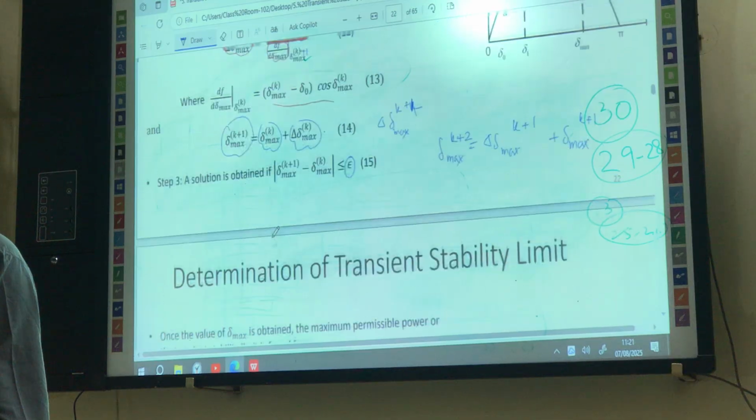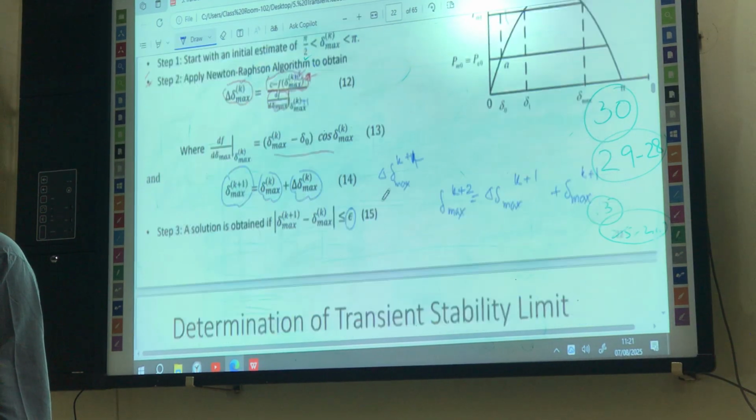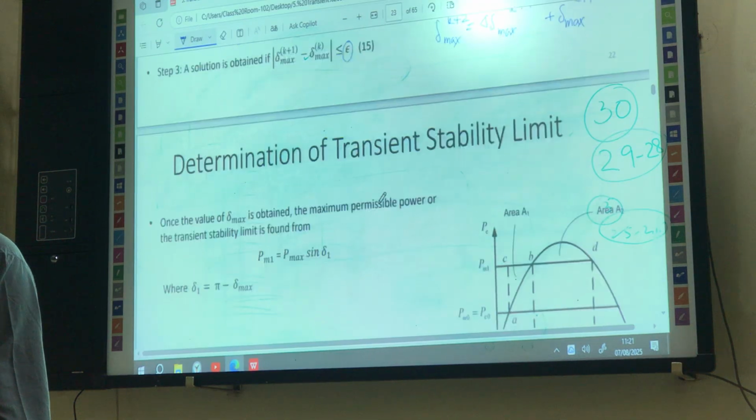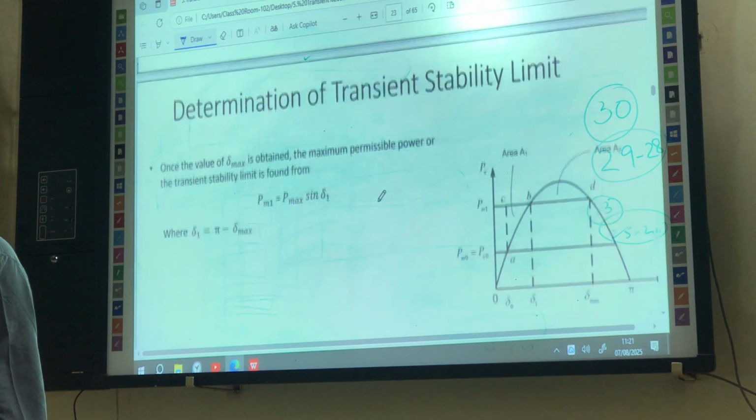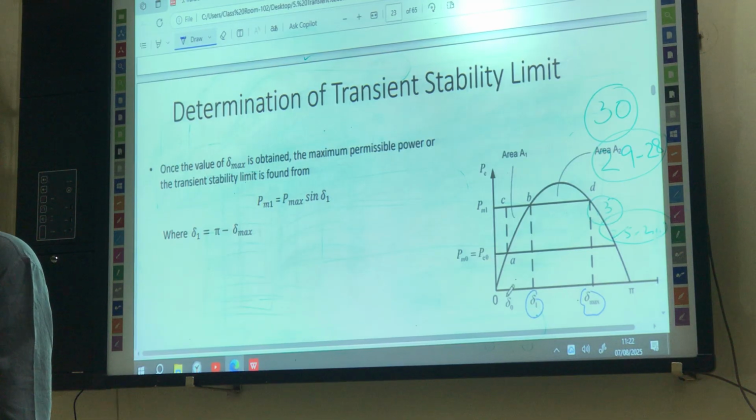Okay. So, this way you can calculate the delta max. Once you can calculate the delta max, now let's calculate the delta 1. Because inside the delta max formula there was no delta 1, there was only delta 1 known to us. Now we calculated this delta max, but we don't know the delta 1. How can we calculate the delta 1?